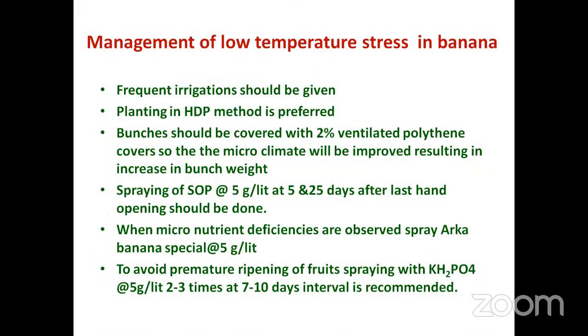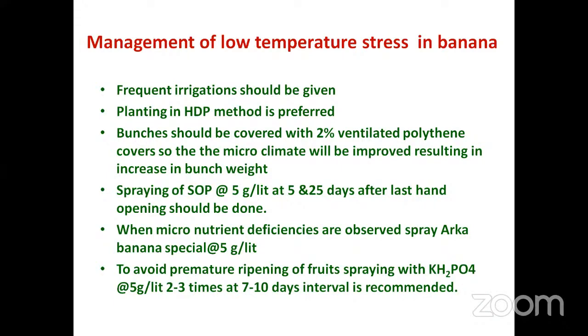So how can we manage the low temperatures? To mitigate the low temperatures, frequent irrigations should be given. Wherever it is possible, we can go for high density planting, that is paired row planting or 2 or 3 suckers per hill. That we'll be discussing later.